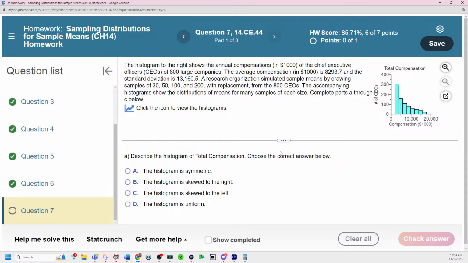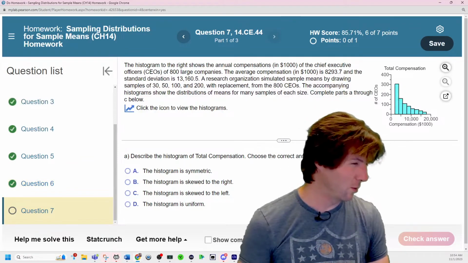Good question right there. It has you find a lot of standard deviations, and notice that the mean stays the same. The histogram to the right shows the comparison. We've got to mark the question.